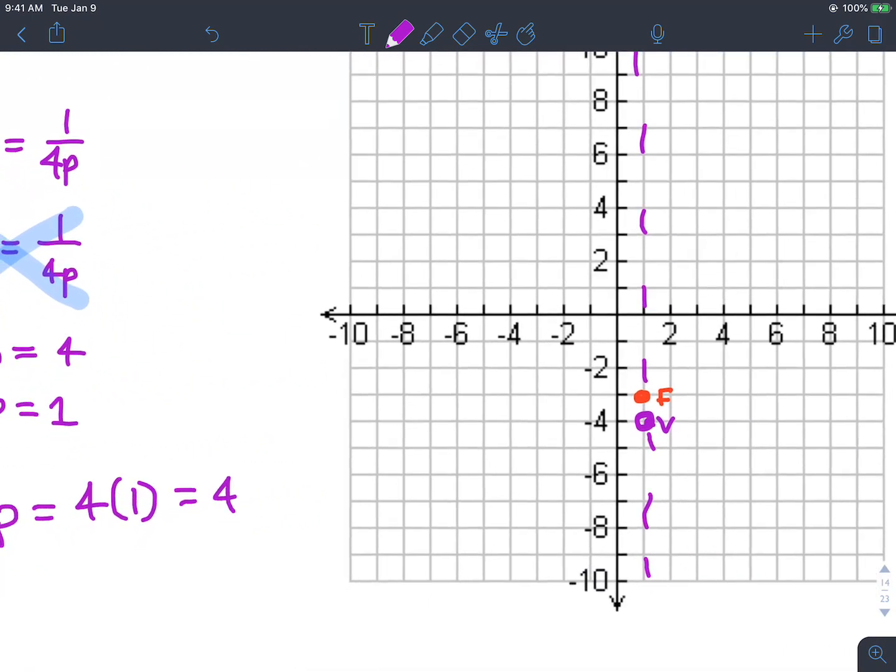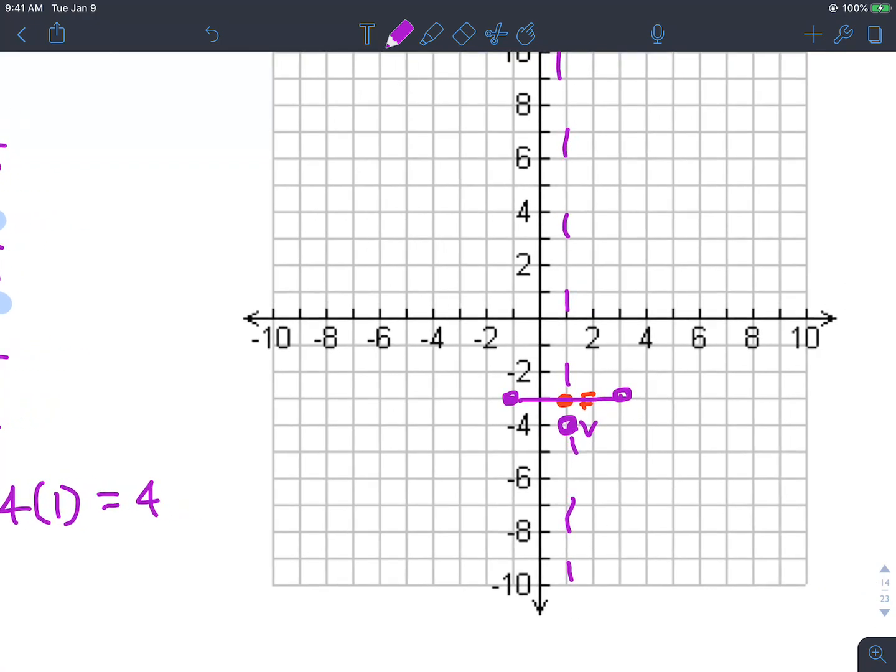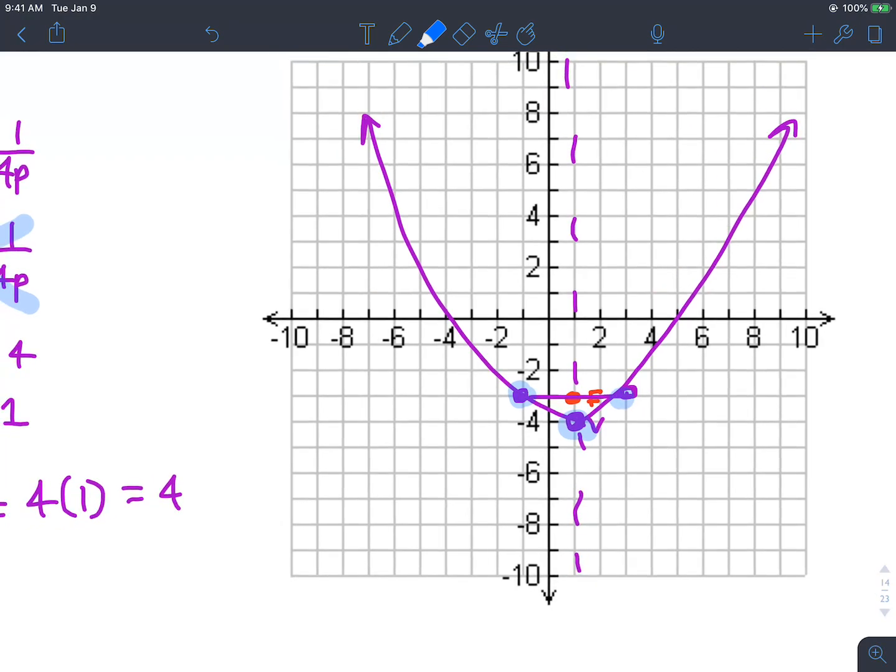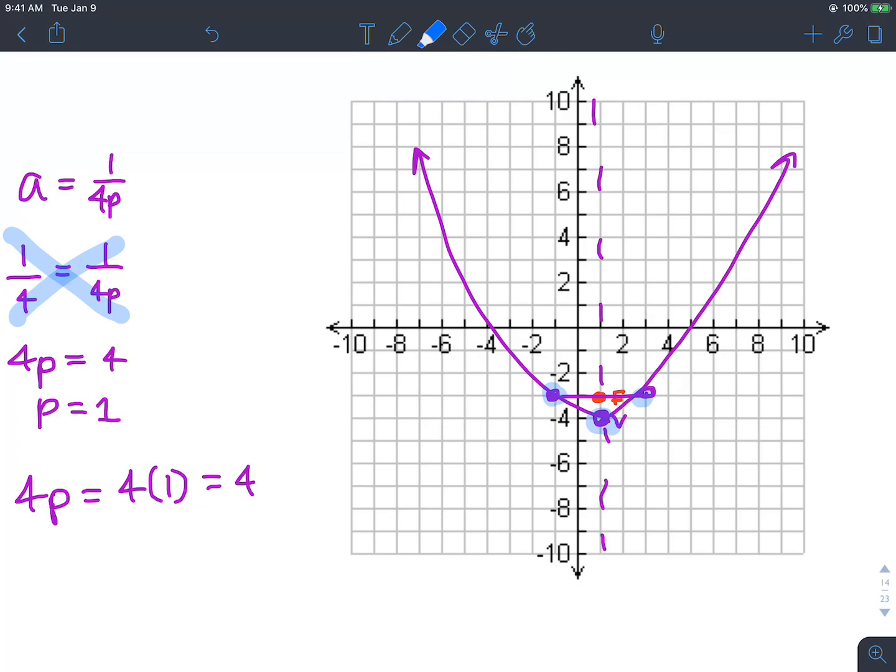And what that means is this segment in our parabola needs to be 4 total units long going through the focus point. So notice that segment that I just graphed right there, that's 4 units long. And that means our parabola is going to go through that right there. So you have your vertex, and then you have your LR distance. It should be 4 units total length right there. And that's because of 4 times P. And then that's your graph right there.